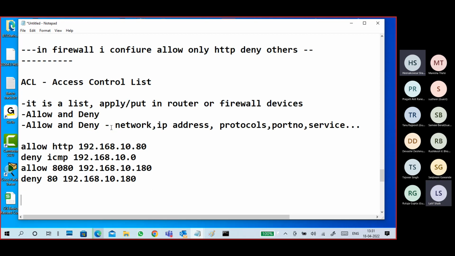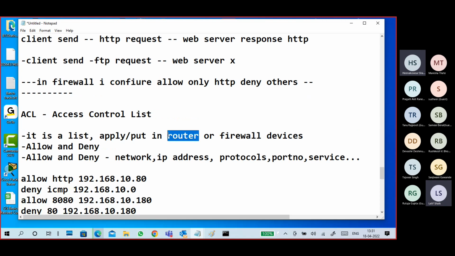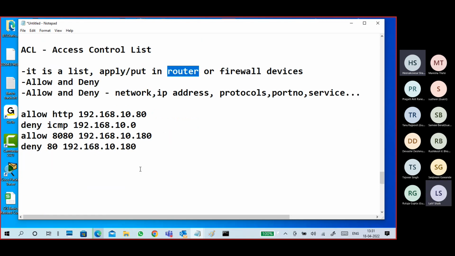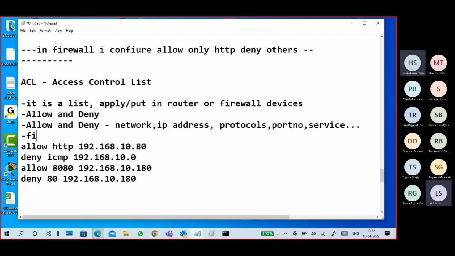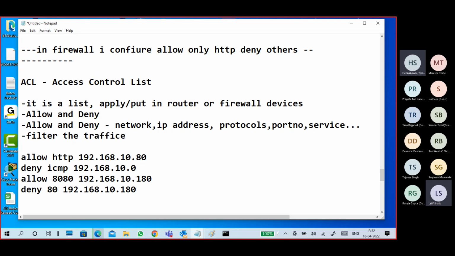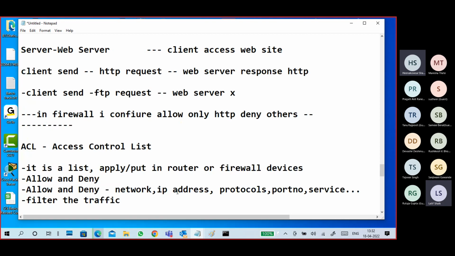So why did I say router or firewall? When you apply it in a router or firewall, your communication from inside to outside and outside to inside is filtered. What is the use of this? It is used to filter the traffic, like a firewall. Even the firewall works with the ACL. ACL is not a device. ACL is a list. We can implement it in a firewall or a router. It is used to filter the traffic by creating allow or deny kind of list.